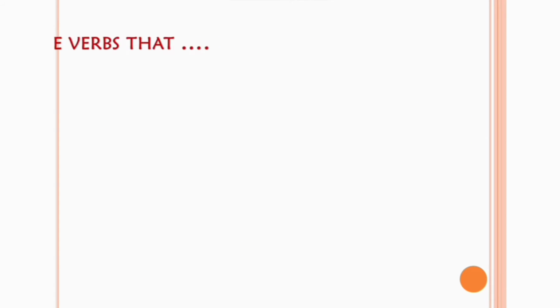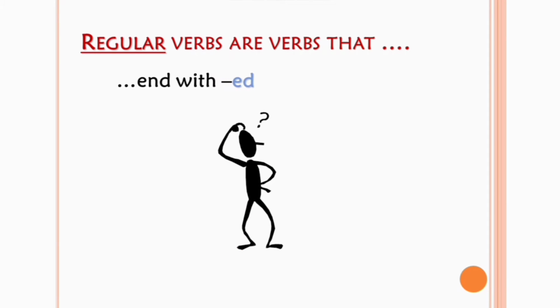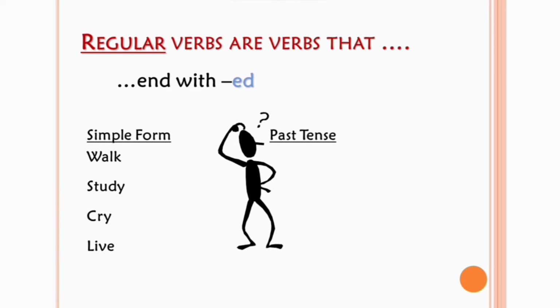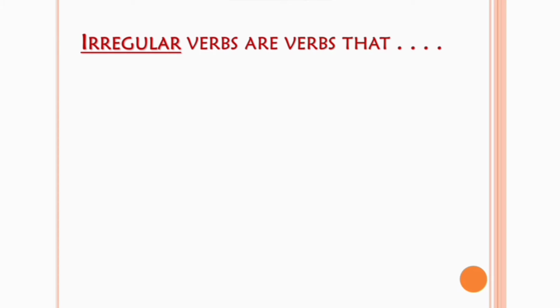So, the regular verbs are the verbs that end with ed. Here are some examples. Walk became walked. Study became studied. Cry became cried. Live became lived. So, the irregular verbs are the verbs that do not end with ed.